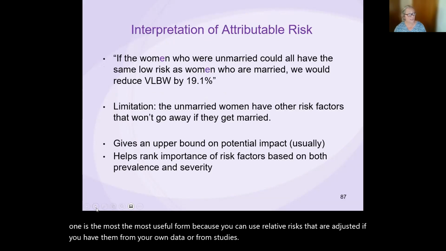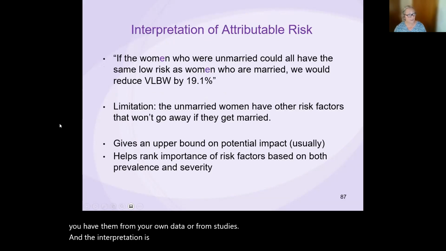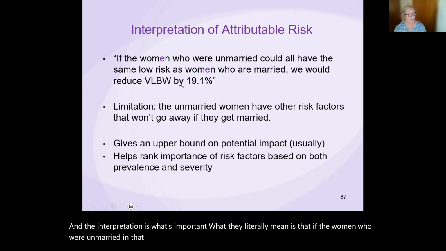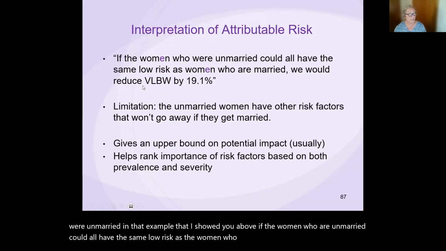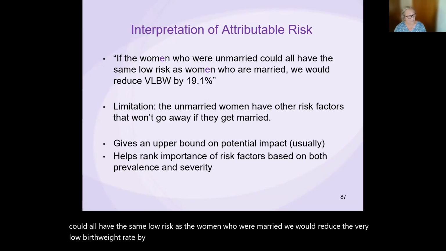And the interpretation is what's important. What they literally mean is that if the women who were unmarried in that example that I showed you above could all have the same low risk as the women who were married, we would reduce the very low birth weight rate by 19%. That's what it really means.